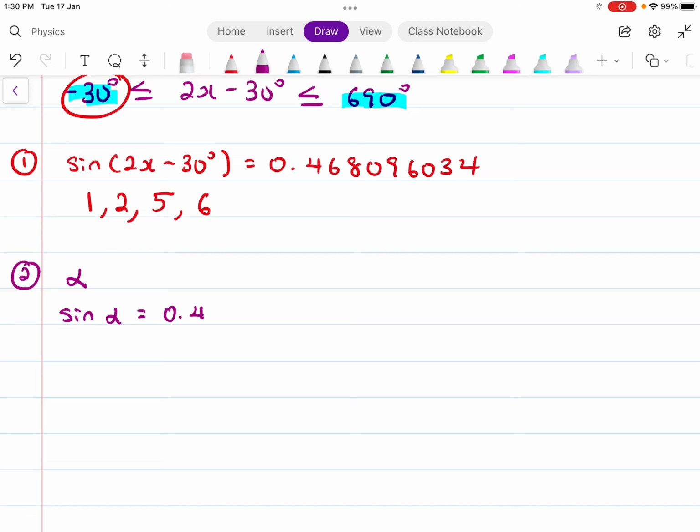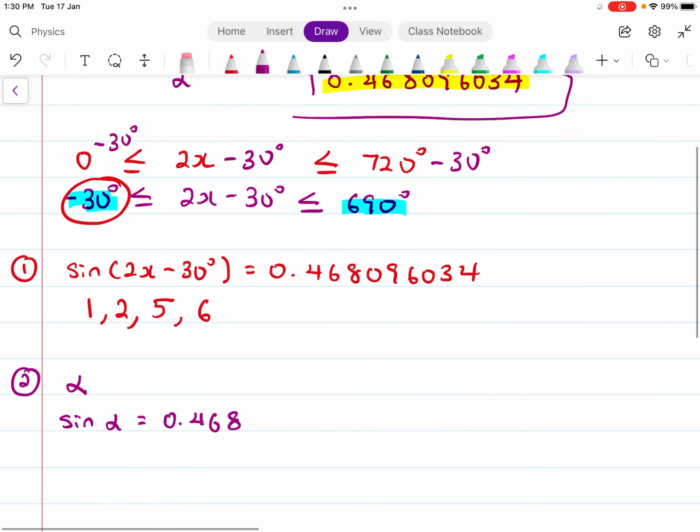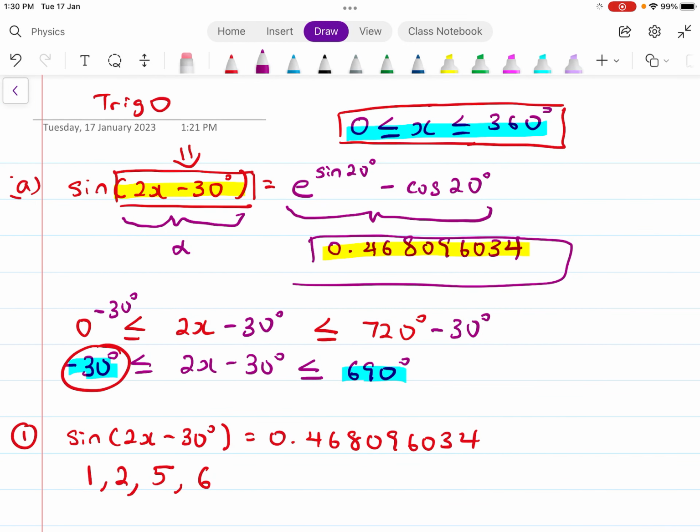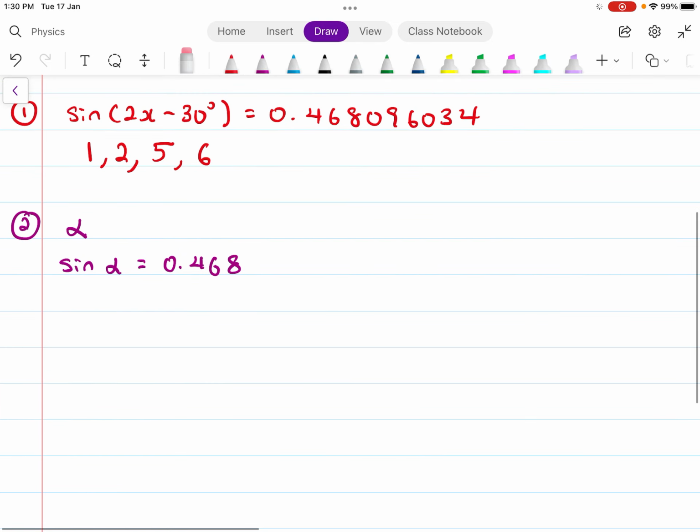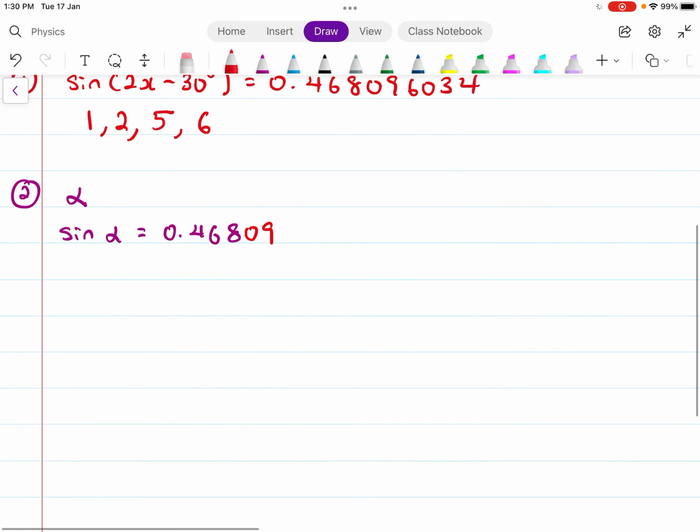For the right hand side, just make sure it's always positive. So let's just say if I give you sine (2x − 30°) equal to a negative something, you ignore the negative and put a positive. So it's 0.468096034. Of course you use the calculator again, sine inverse of 0.468096034. You should be able to get a basic angle of 27.9 degree. Okay, so that is the second step.